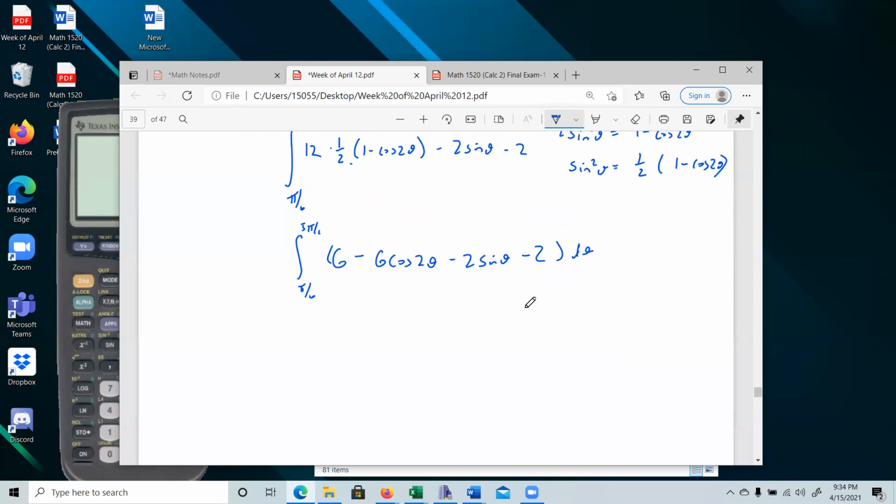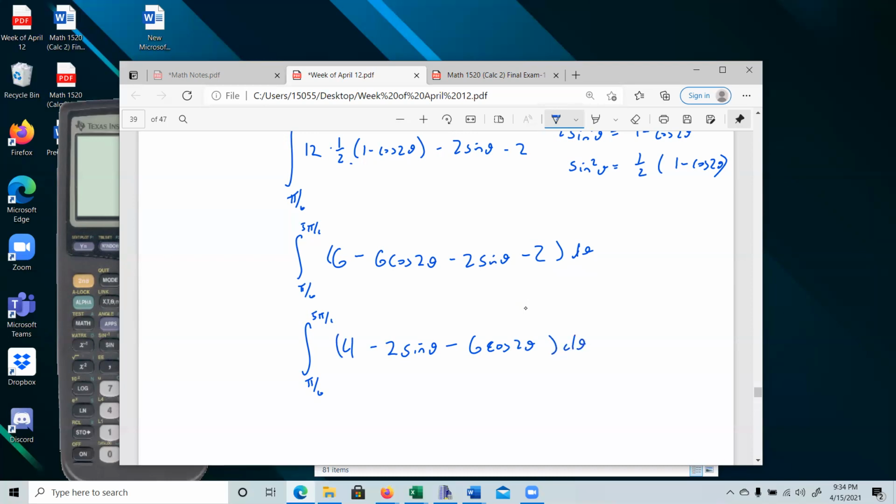So one more cleanup to go. Okay, and then we'll get to integrating. Pi over 6, 5 pi over 6. 6 minus 2 is 4, right? Minus 2 sine theta minus 6 cosine 2 theta.